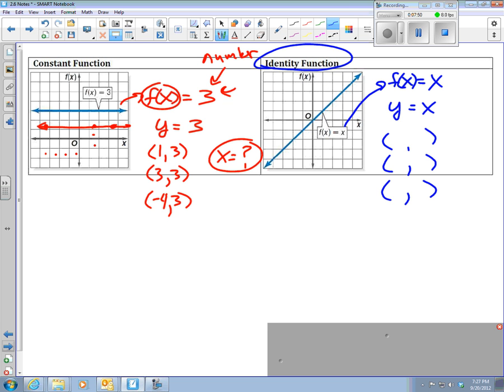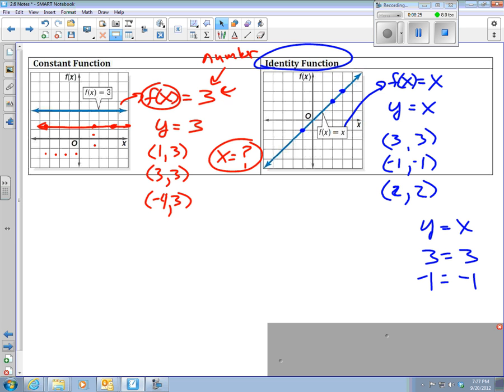So let's say I plug in 3 for x. That means y also has to equal 3. How about -1 for x? Well, that means y also has to equal -1. Whatever you plug in for x, y is the same thing. Giving you this diagonal line here right through the axes. You can see, what's the first one I did? 3, 3. Over 3, up 3. This is this point. -1, -1. 2, 2. Whatever the x value is, the y value is. This is the identity function.